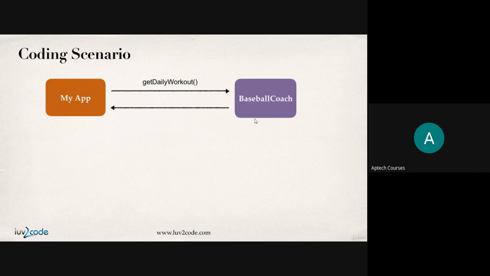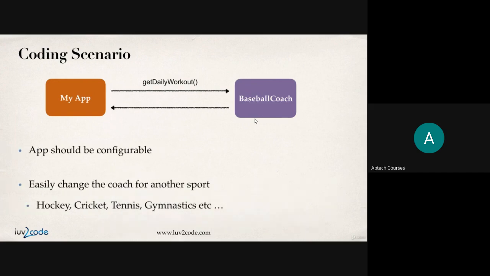One thing though is that the management team says, by the way, the app should be configurable. This app should easily work for a coach in another sport. You should easily be able to plug in a hockey coach, cricket coach, tennis, gymnastics, and so on. They want it to be configurable and to work with any type of coach. Now you're like, I thought the project was easy. Now it got a little bit difficult. But don't worry, we'll walk through this, look at some possible solutions, and build out a little rough prototype.